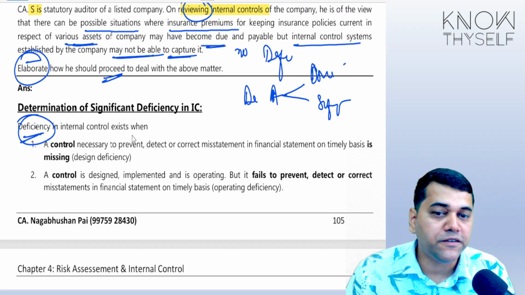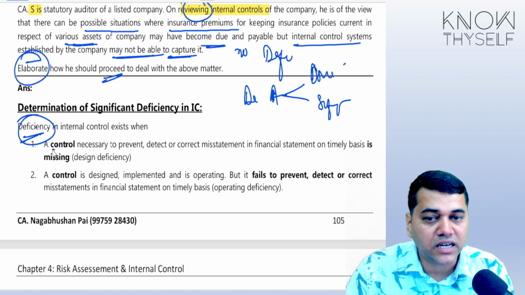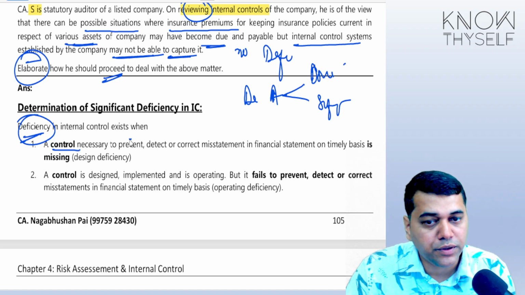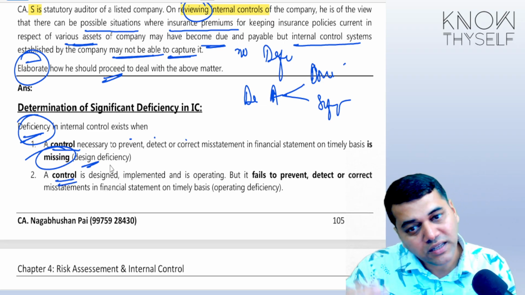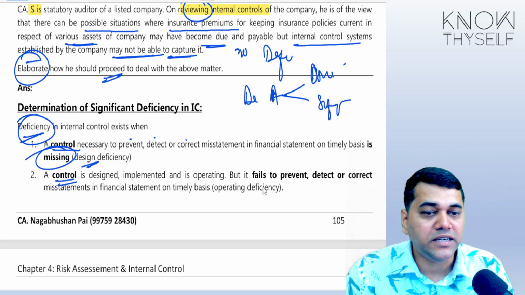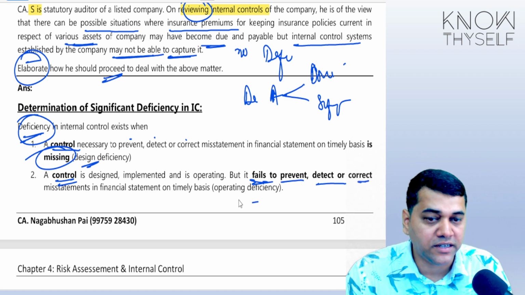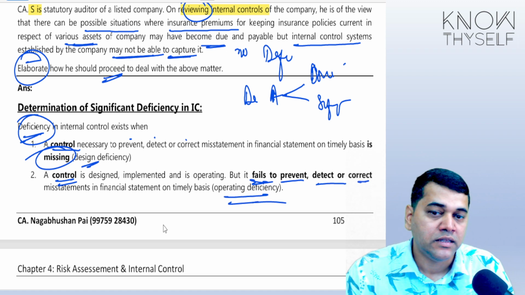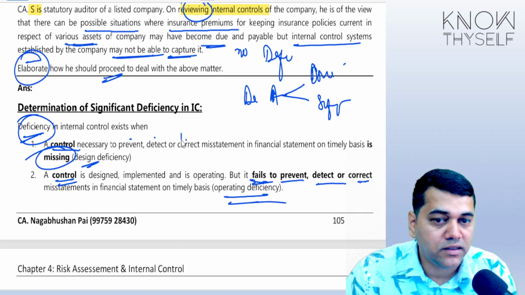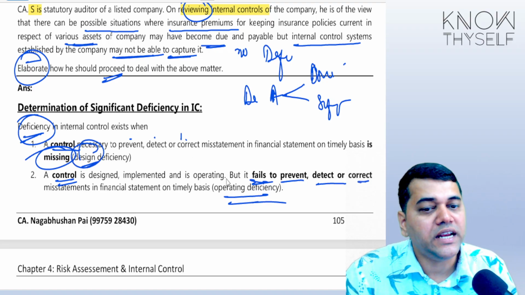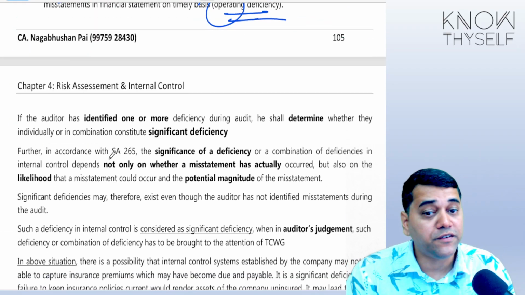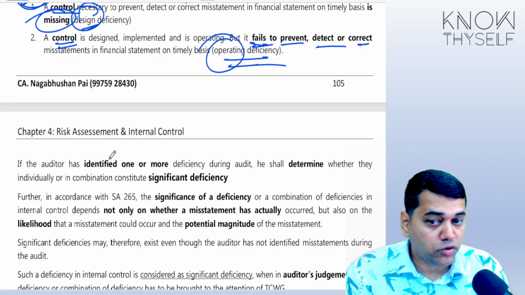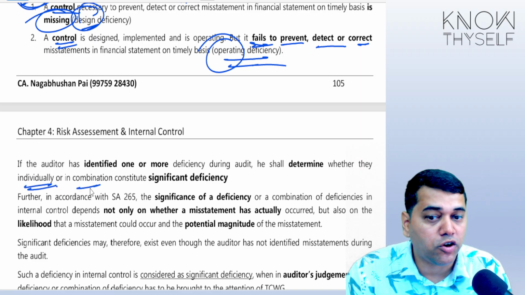So what do you mean by deficiency in the internal control? That means either a control which is necessary to prevent, detect, correct is missing. This is called a design deficiency. Or a control is available but it fails to prevent, detect, correct. It's called an operating deficiency. That means either the control itself is not there or it is not operating effectively. That is called deficiency. Now, is it a significant deficiency? That is what you need to decide, whether individually or in combination it is significant.